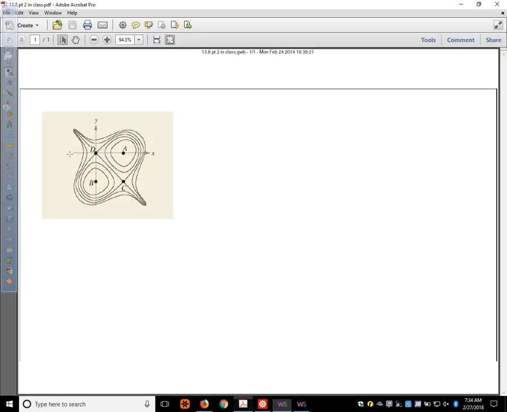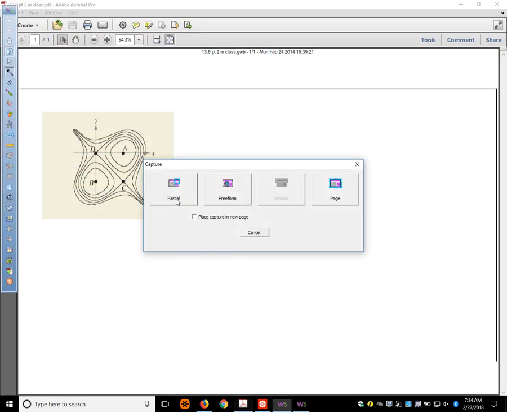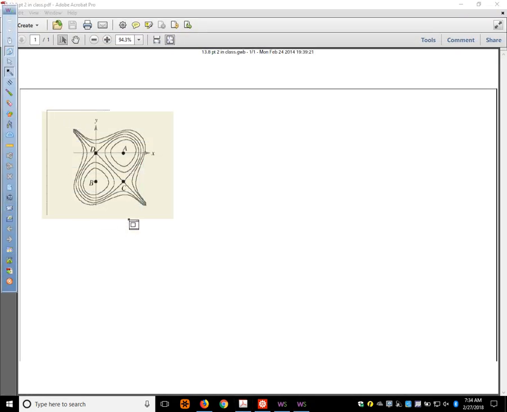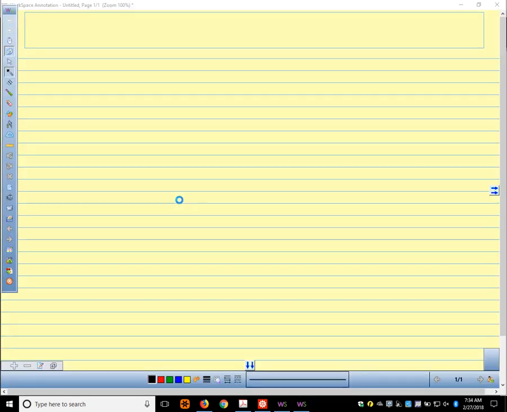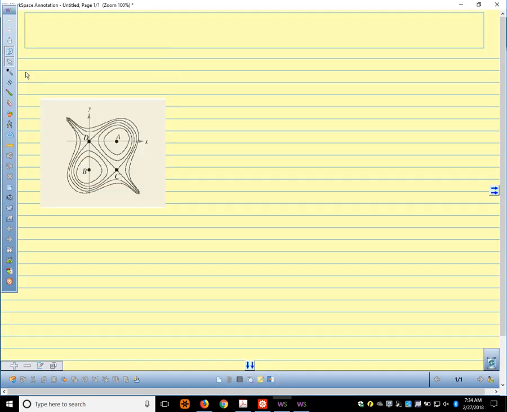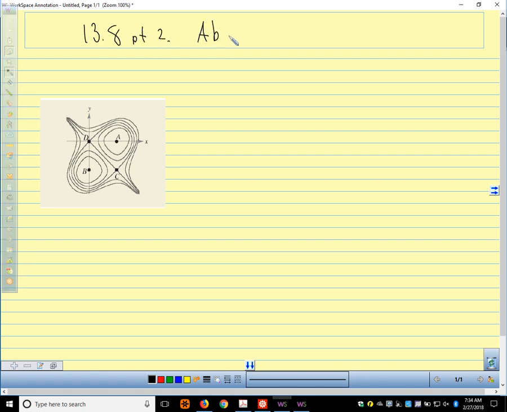What I want to do is talk about the graph of this contour map. So let's see, we're in 13.8, part 2. So here's this contour map of a surface, and we have these points.